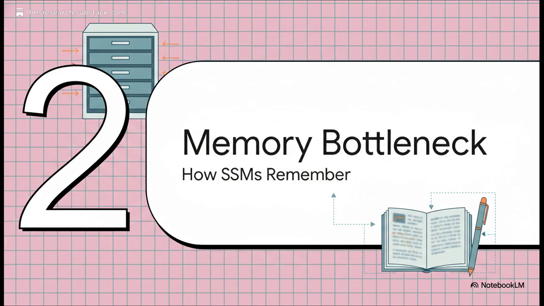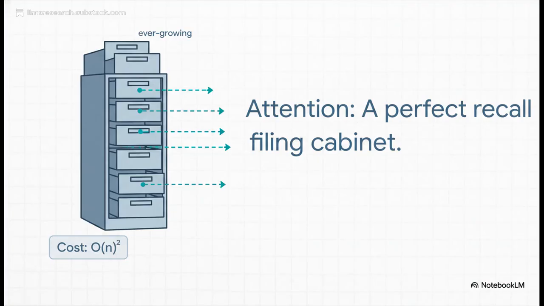All right, that brings us to the memory bottleneck itself. To really get what's happening, we need to visualize how these 2 different architectures actually remember things. Okay, so first, let's talk about standard attention. The best way to think about it is like a perfect recall filing cabinet. I mean, it stores everything. Every single key and value pair from the input gets its own file, so you can go back and pull any specific piece of information from anywhere in the context.